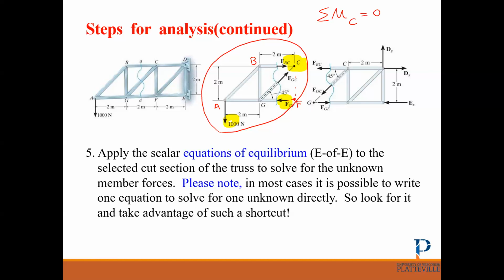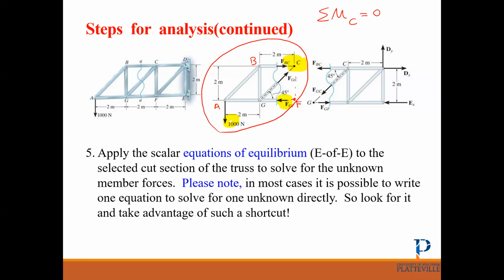Let's solve an example together and see how we can apply this method. So just a recap: the first step is to find the reactions if we need them. The second step is to find a good cut that requires finding only 3 unknowns, and the cut goes through the members we want to find the internal forces for. The third step is to apply the equilibrium equations, and we need to be careful about which point we take the moment about.